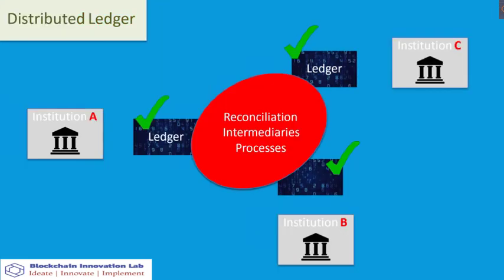So moving on, it's a distributed ledger here. You have different institutions here. All the reconciliation and intermediary process is happening here. So everybody knows what the others are doing: institution A knows what institution C is doing, what institution B is doing. So there won't be any kind of fudging that happens because of lack of communication.